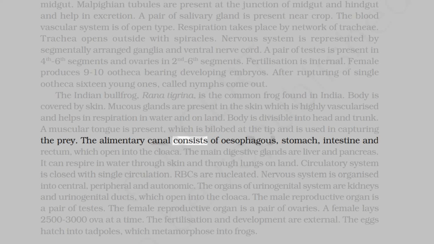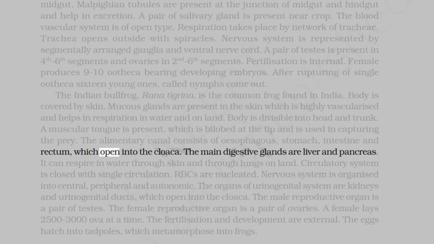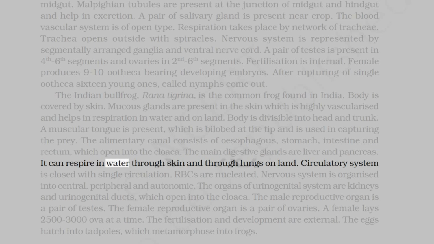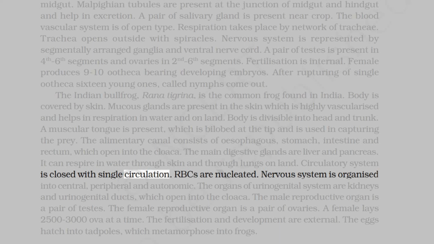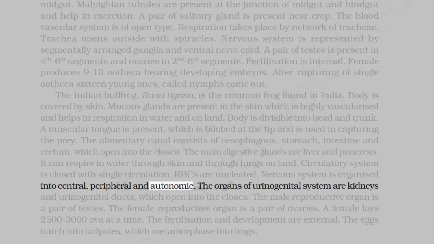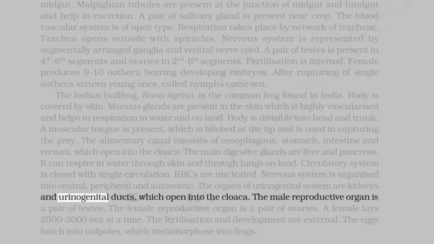The alimentary canal consists of esophagus, stomach, intestine and rectum, which open into the cloaca. The main digestive glands are liver and pancreas. It can respire in water through skin and through lungs on land. Circulatory system is closed with single circulation. RBCs are nucleated. Nervous system is organized into central, peripheral and autonomic. The organs of urinogenital system are kidneys and urinogenital ducts, which open into the cloaca.